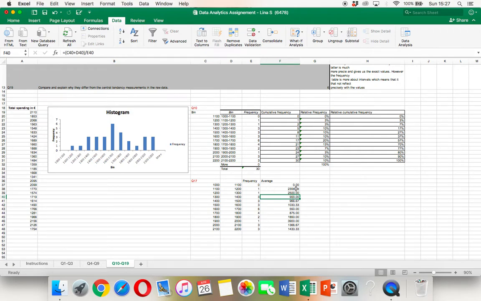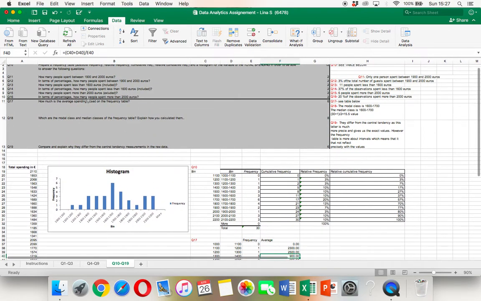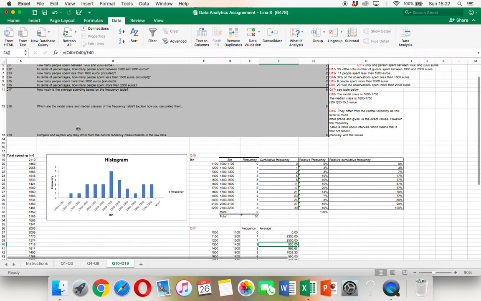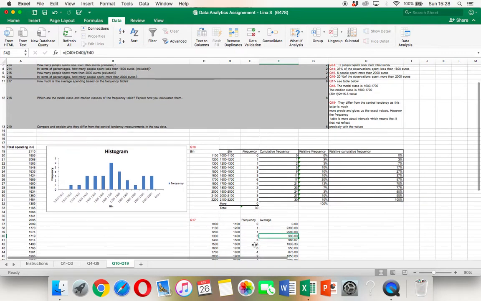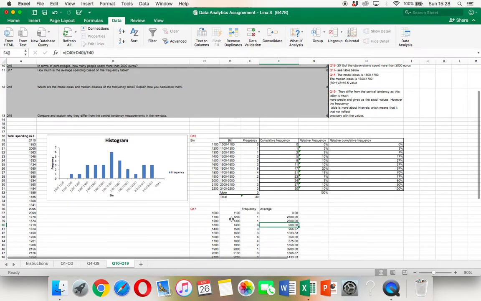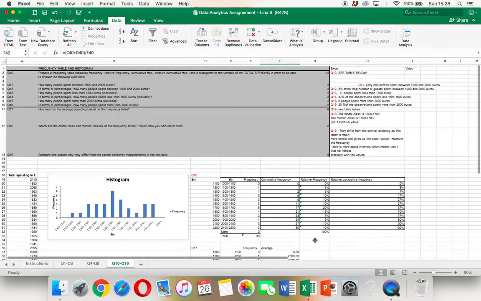So here it is. We get the average spending based on the frequency table. Okay, so for example, if we want to read the table, in average, one person spends 2,300 in between this interval, etc.